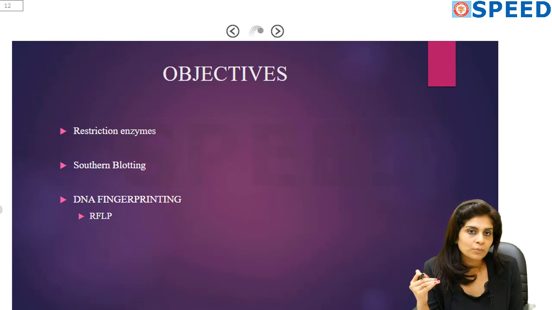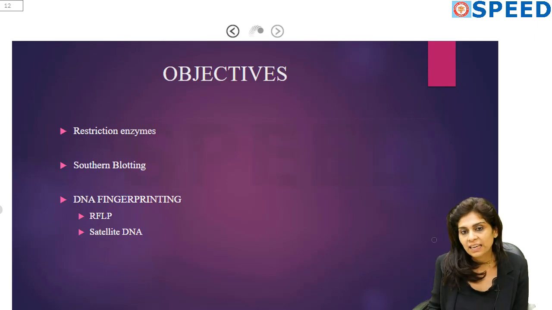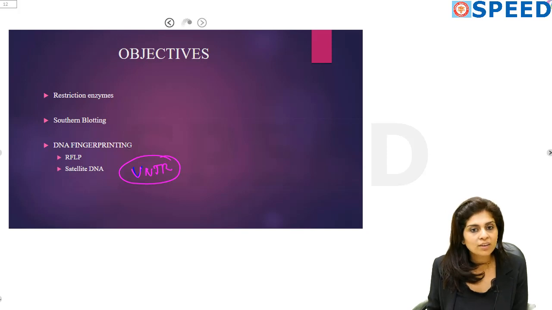After we discuss RFLP, I'll also tell you about satellite DNA being used for the same purpose, and we call it VNTR analysis. Satellite DNA being used for person identification is called VNTR analysis. So these are the objectives of this session. I'll be telling about restriction enzymes, then Southern blotting, then RFLP, and finally VNTR analysis. To begin with, restriction enzymes.